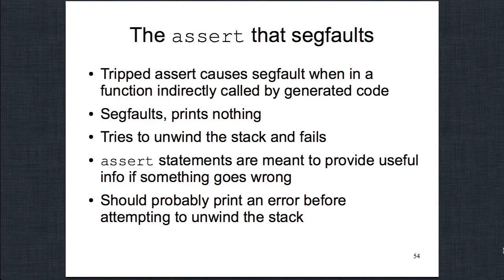Another problem that I ran into, I don't think I can really blame DMD for this, but it was kind of unexpected. I found that I had issues with assertions. If I trip an assert in a function that's indirectly called by machine code I generated myself, it will throw an exception, and it will try to unwind the stack. But when it gets to the stack frame that is my own JIT code, it doesn't know what to do, and so it segfaults. And so probably assert should print an error message before it tries to unwind the stack. But I guess that's a design issue.